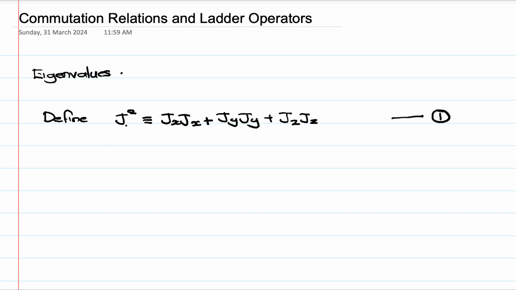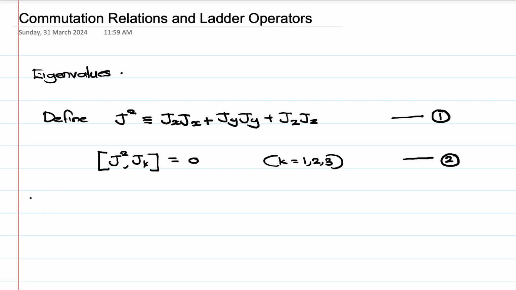This operator j square commutes with every jk. That means the commutator of j square and jk is equal to 0, where k equals 1, 2, 3. What does this mean? The commutator of j square and jx equals 0, of j square and jy equals 0, and of j square and jz equals 0. Okay. So you can prove this actually.